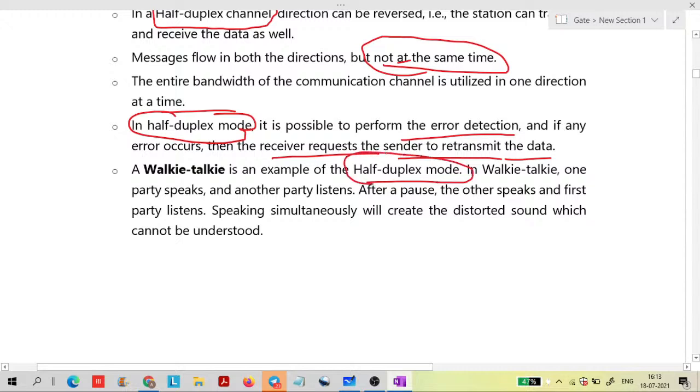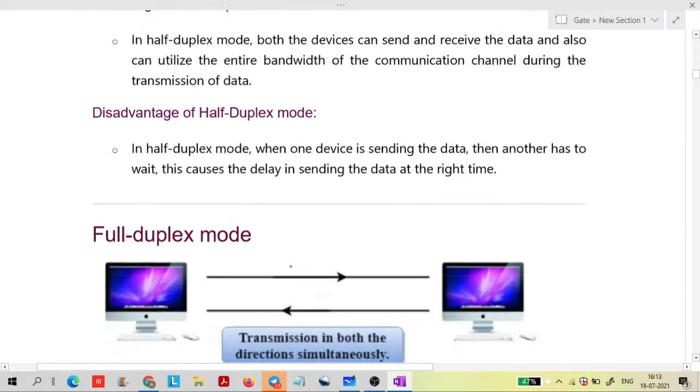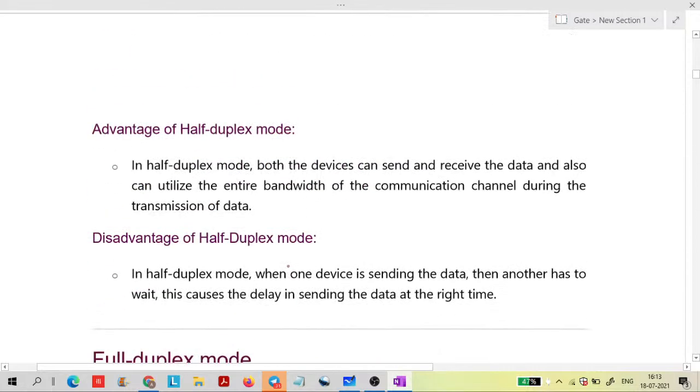In a walkie-talkie, one party speaks and the other party listens. After a pause, the other speaks and the first party listens. Speaking simultaneously will create a distorted sound which cannot be understood. So one party can talk at one time and the other should listen, not simultaneously. That is half duplex.